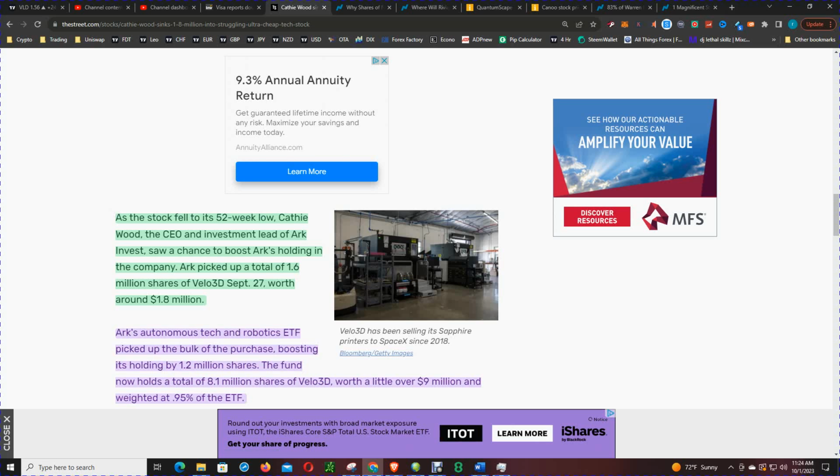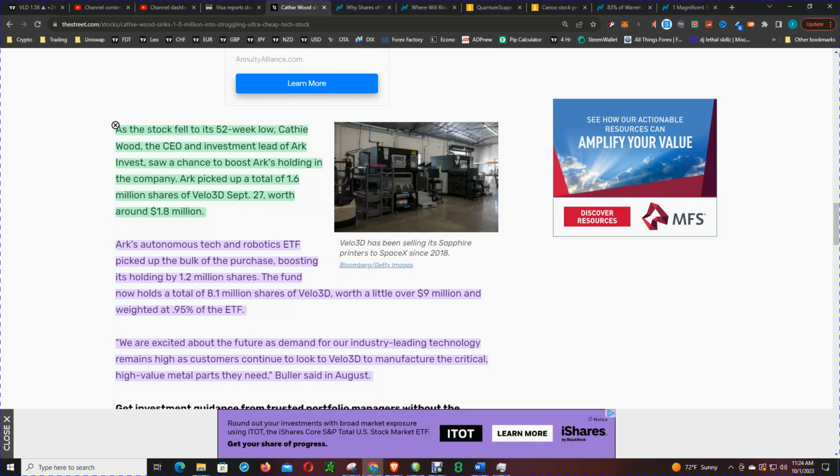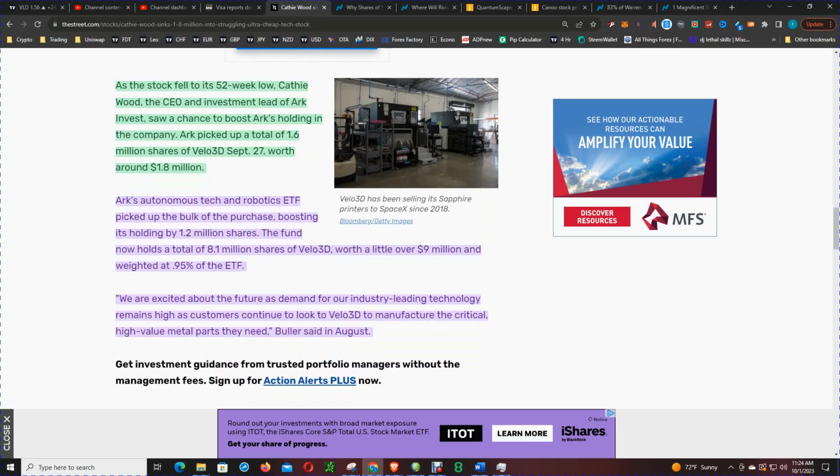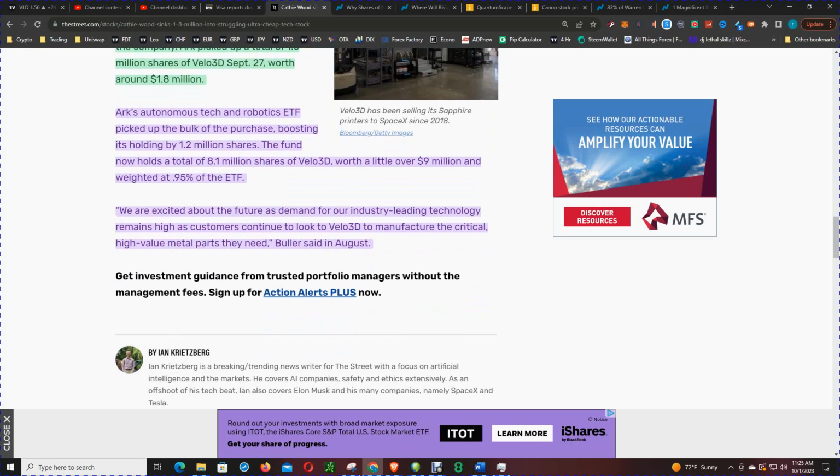So when the stock fell this past week, Cathie Wood, CEO and investment lead of ARK Invest, saw a chance to boost ARK's holding in the company. She picked up a total of $1.6 million on September 27th, worth $1.8 million. ARK's autonomous tech and robotics ETF picked up the bulk of the purchase, boosting its holdings by 1.2 million shares. The fund now holds a total of 8.1 million shares of Velo3D, worth a little over $9 million. However, still a small percentage in terms of the portfolio weight, less than 1%.